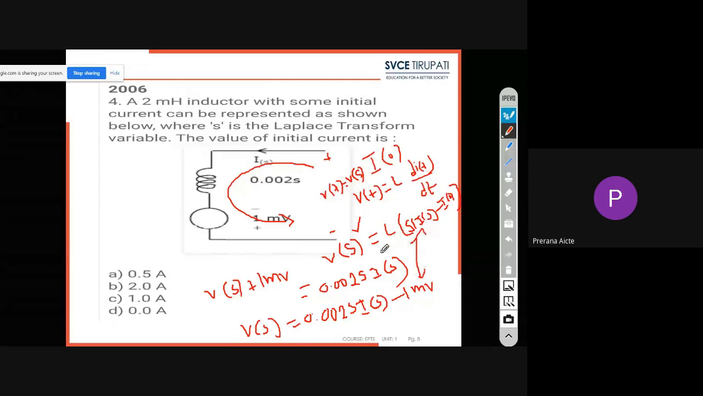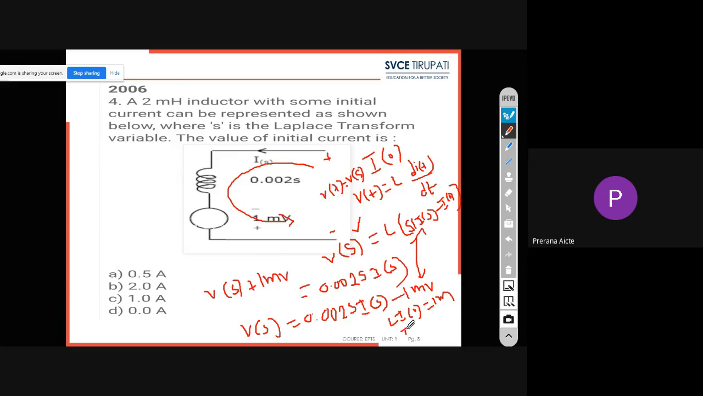Both the two equations are in the form V of S equal to Ls into I of S minus L into I of 0. So this is also Ls into I of S minus I of 0. Yes or no? Both are the same or not? Just compare these two equations. So what is this value? L into I of 0 is equal to what? 1 milli. Yes or no? L into I of 0 equal to 1 milli.